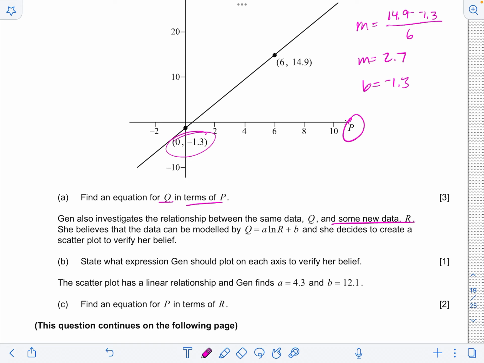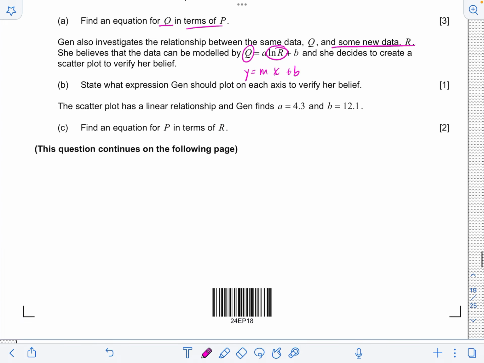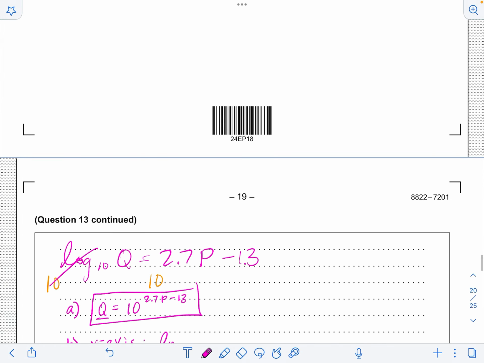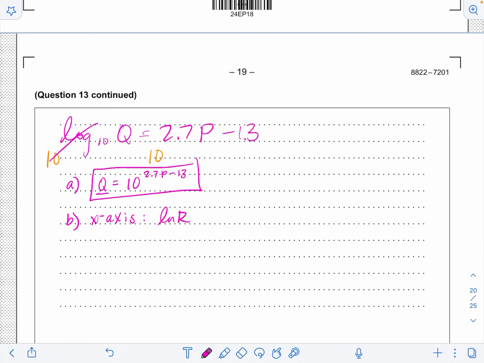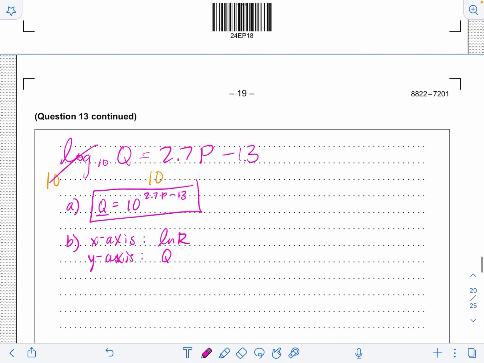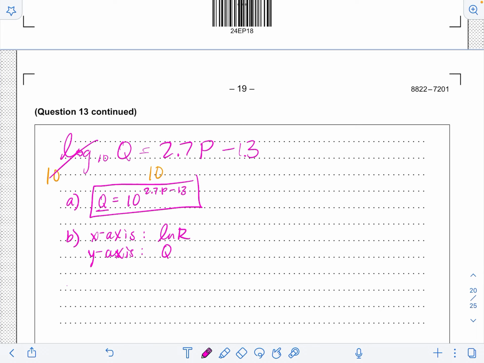Again, knowing that this is a linear model, we have the form mx plus b. So natural log of r would be our input or x value, and q would be our y value. So we would just write that for part B. The x-axis is natural log of R, and the y-axis should be labeled as q. Let me confirm again. Yeah. That was the only thing we had to do for part B. And now moving on to part C.